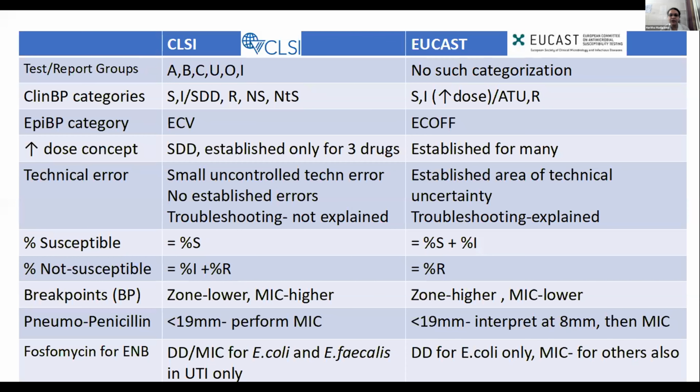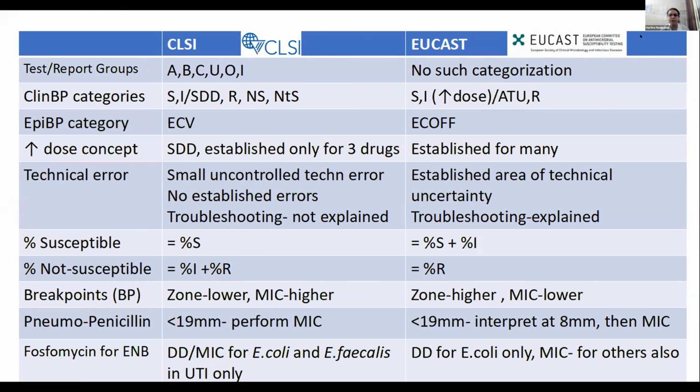Next, coming to pneumococcus and penicillin breakpoints, if the zone diameter is less than 19 mm, then MIC has to be performed according to CLSI. But according to EUCAST, I think Dr. Ketan has explained this very well yesterday, so I'll be just briefing it. According to CLSI, if less than 19 mm zone diameter is there, then you need to perform the MIC. And according to EUCAST, if it is less than 19 mm, then you need to interpret the plate again at 8 mm zone, and then perform the MIC.